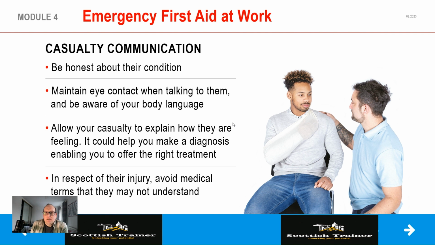Don't use jargon that they won't understand. That will make it more complicated for them. Keep it simple, stupid, as they say, KISS. Talk to them as you would like to be talked to yourself. Yeah? There's no point baffling them with science. You'll just confuse them even more. You'll make it sound worse than it is. And the idea is you're trying to relax them. You're trying to make them feel better.